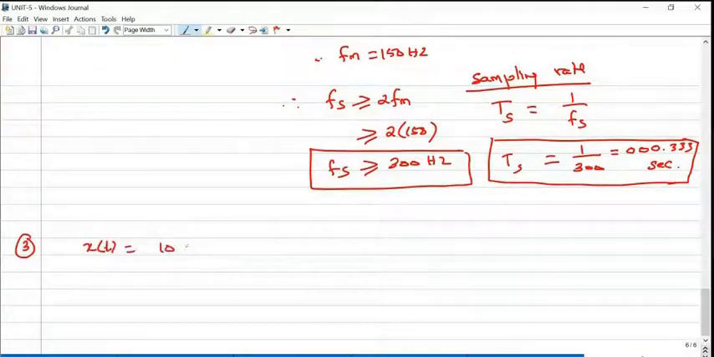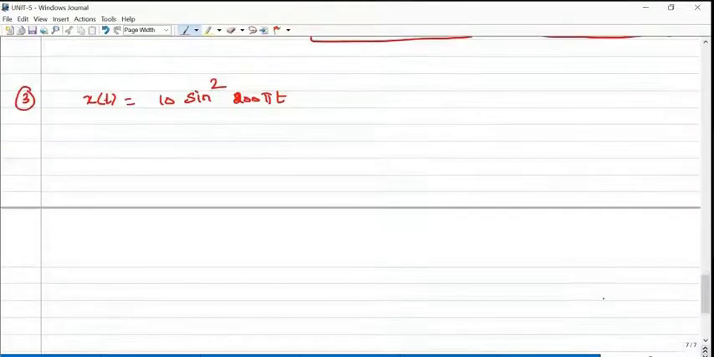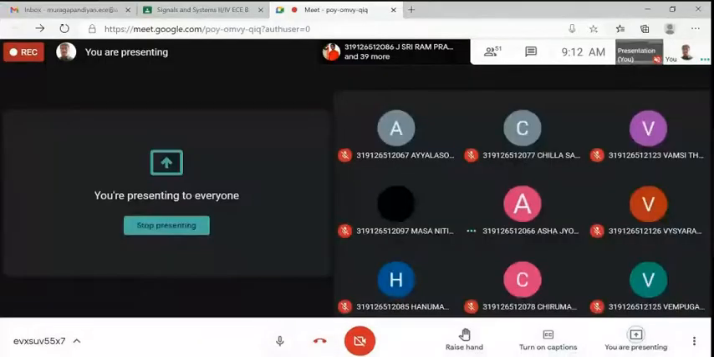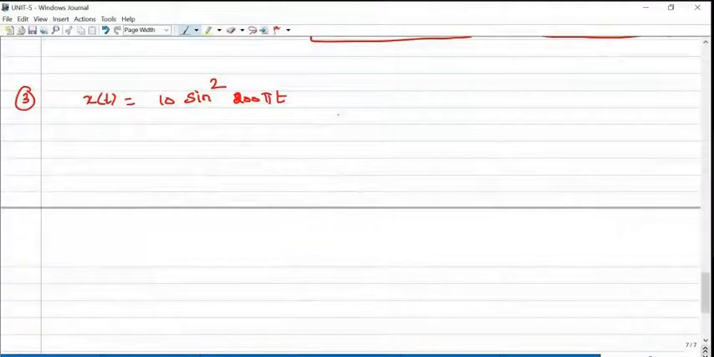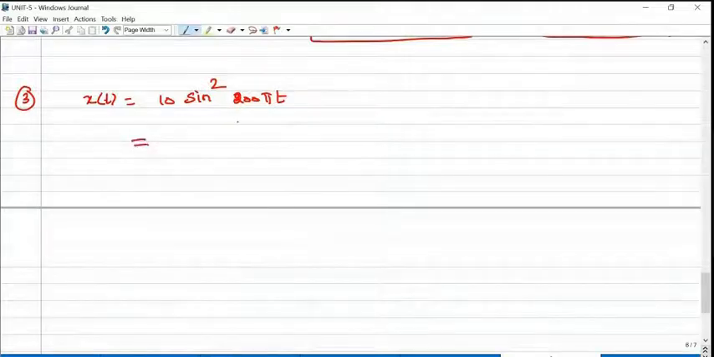Suppose 10 sine square 200 pi t. Find the sample rate. How to do it? x of t equal to 10 sine square 200 pi t. So you should not calculate the frequency directly. Always convert your expression in terms of sine t and cos t only. Suppose sine A sine B is given, or cos A cos B, or any combination, then you apply the trigonometric formula and convert into individual sine components and cosine components.